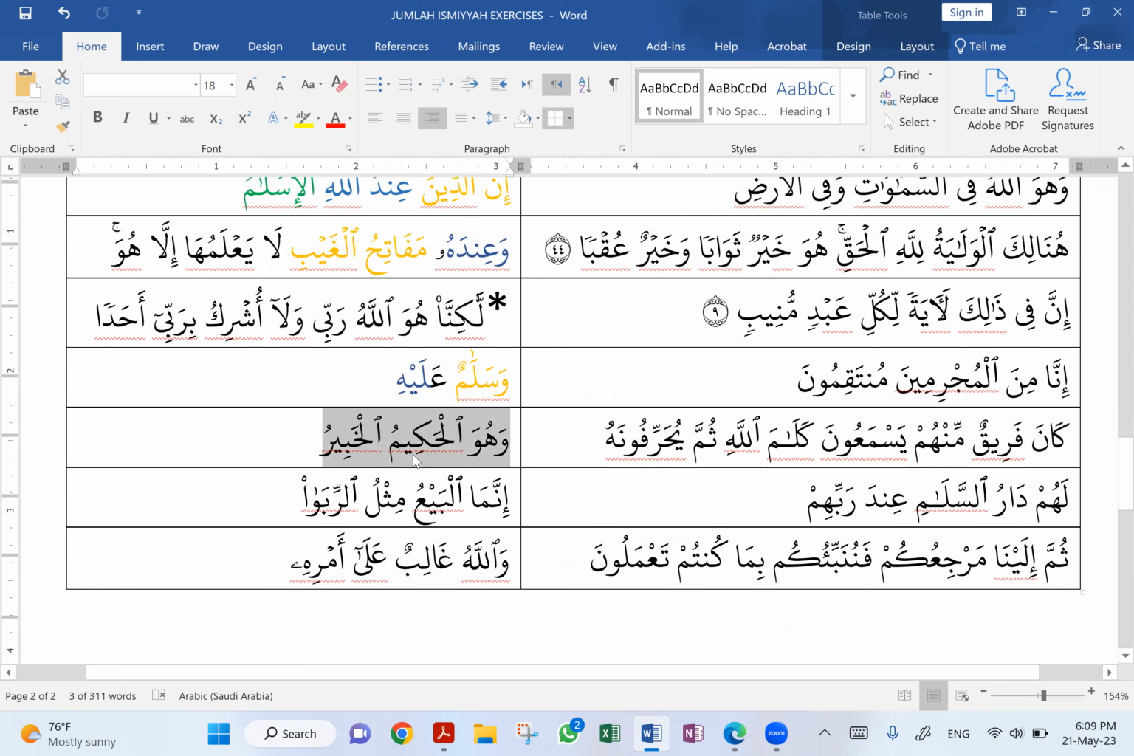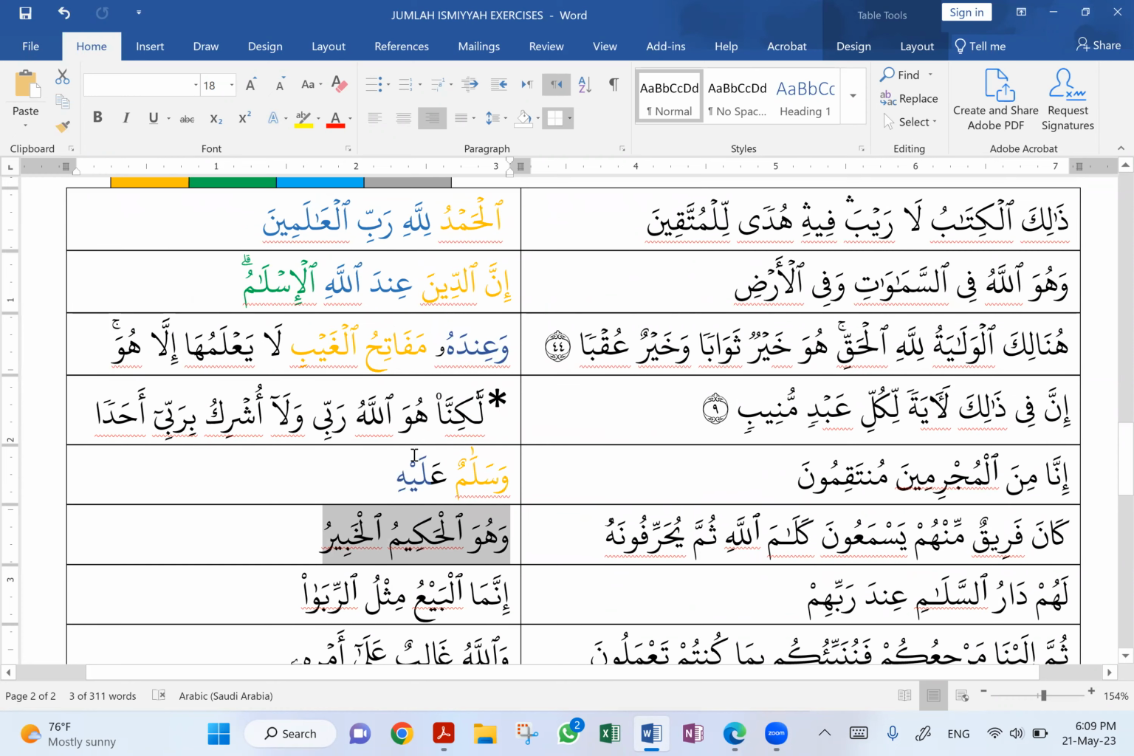I have one more request, since we are going to finish soon. For Jumlah Ismiyyah, Ustad, I know in the beginning he spent so many lectures on it. If you can also spend some time explaining the exclusivity when it is an abnormal sentence, because I think I need much more understanding of exclusivity. Okay, no problem. Here's what we're going to do. Thank you.